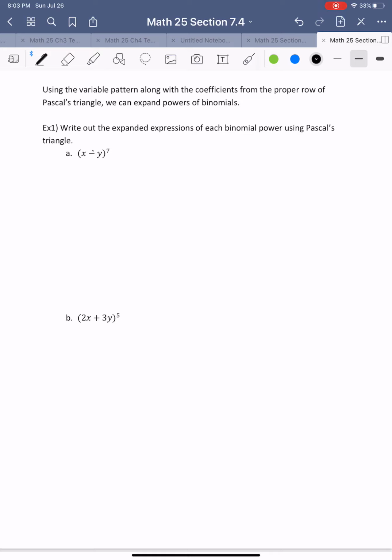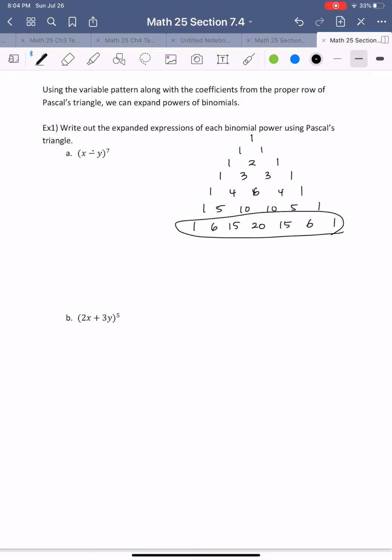So what I need is this, this is going to be the coefficient, okay? So I have 1, 1, 1, 1, 2, 1, 1, 3, 3, 1, 1, 4, 6, 4, 1, 1, 5, 10, 10, 5, 1, and 1, 6, 15, 20, 15, 6, and 1. So 1, 2, 3, 4, 5, 6, 7. So 1, 2, 3, 4. Yeah, so I need these coefficients.